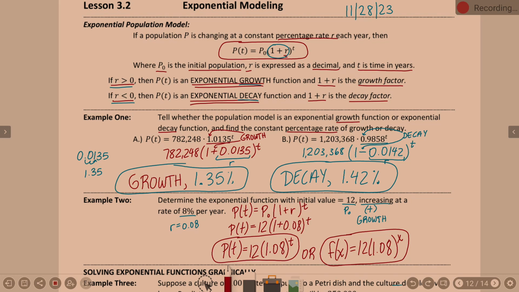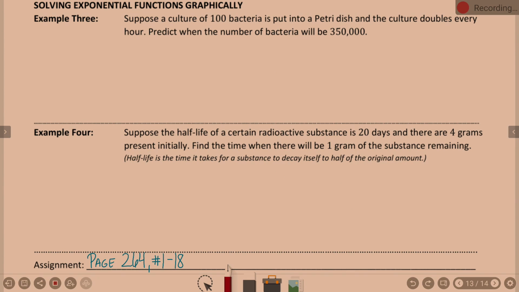Well, let's go down and, I don't know, exponential functions definitely speak science. So let's go down and speak some science. Suppose a culture of 100 bacteria is put into a petri dish and the culture doubles every hour. Predict when the number of bacteria will be 350,000. Okay?